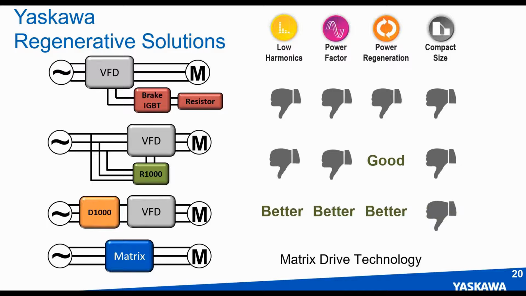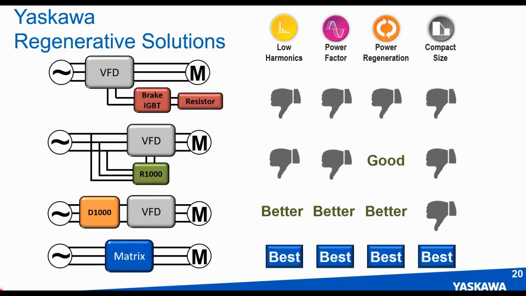Which brings up the D1000. The D1000 offers a low harmonic, high power factor regen solution, but it's larger and can be more complicated than the R1000. The U1000 is the best overall solution. It is a low harmonic, high power factor regen solution in a simple, compact configuration.